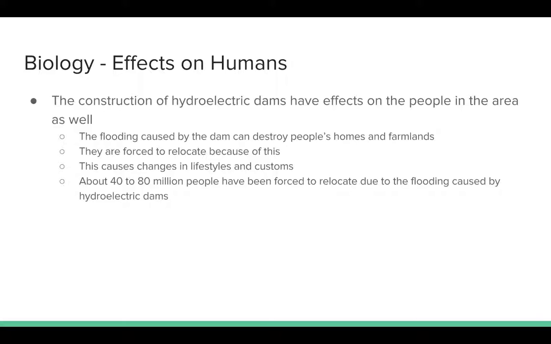This flooding forces people to relocate from their homes. The relocation of many people from one area can cause changes in their lifestyles or their cultural customs, which can affect future generations of their culture. The flooding that has been caused by the construction of hydroelectric dams around the world has forced about 40 to 80 million people to physically relocate.